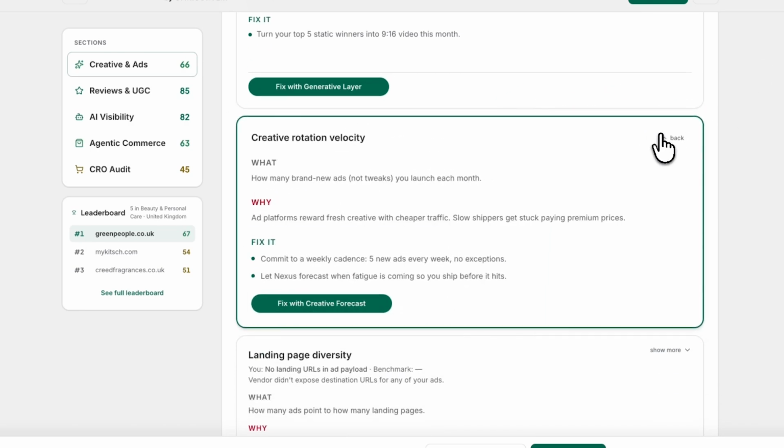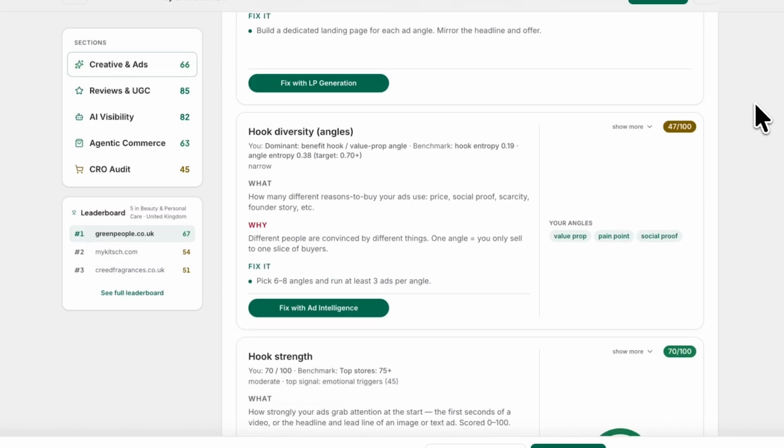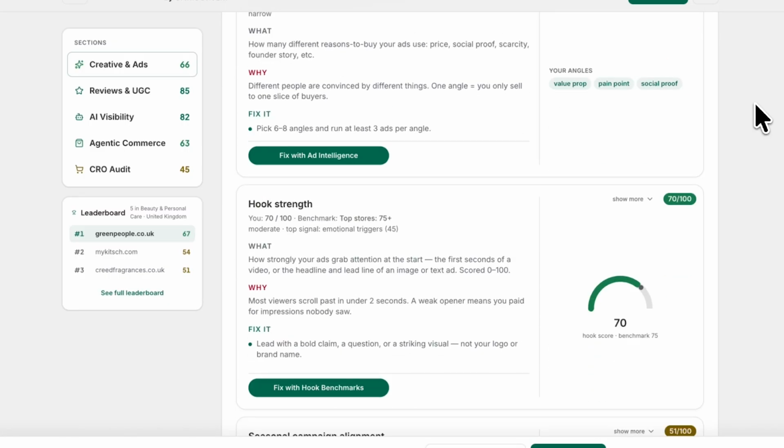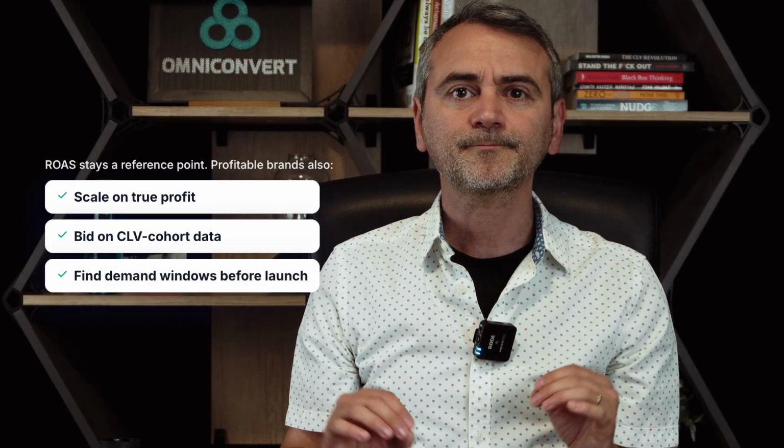The platforms will keep producing it. Your agency will keep leading with it, but you now have a choice about whether it is the signal you optimize for, or whether the level that you're after is 4.2 or maybe 6.5. The brands that are scaling profitably right now still look at ROAS as a reference point, but they scale on true profit. They bid on CLV cohort data. They identify the demand windows before they launch.